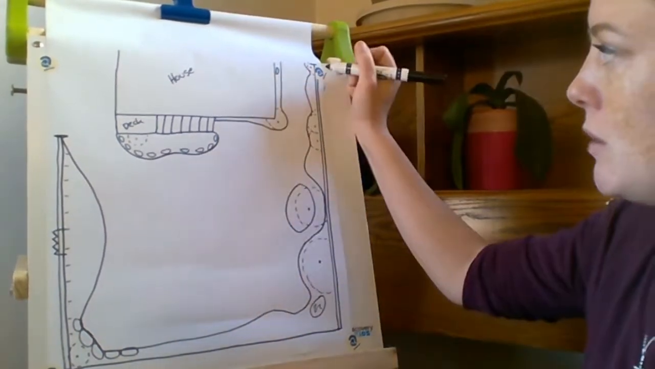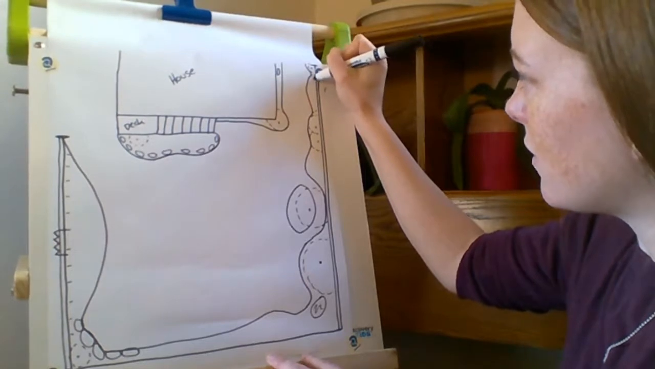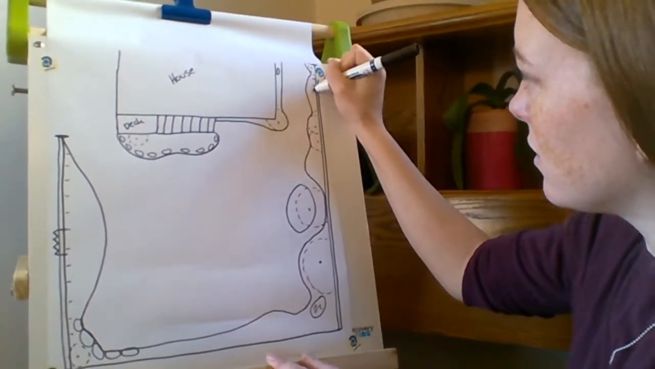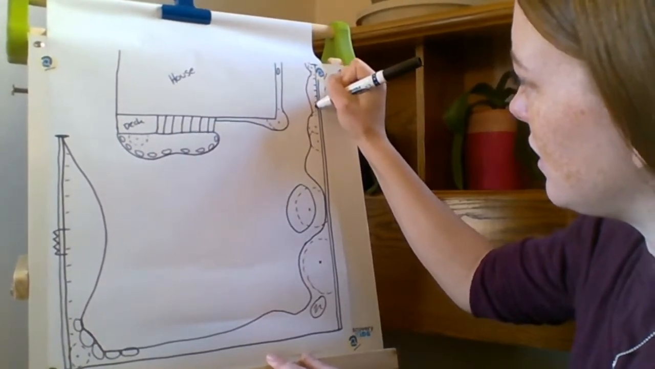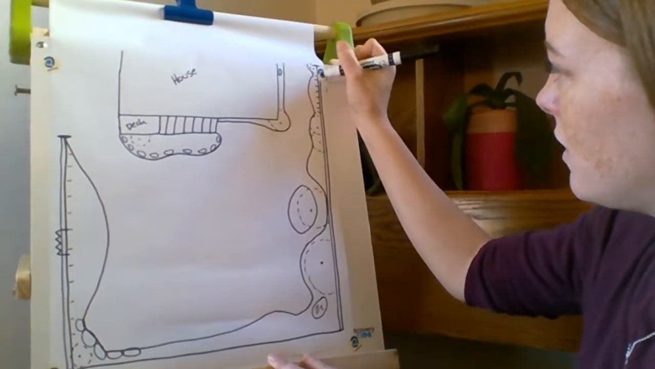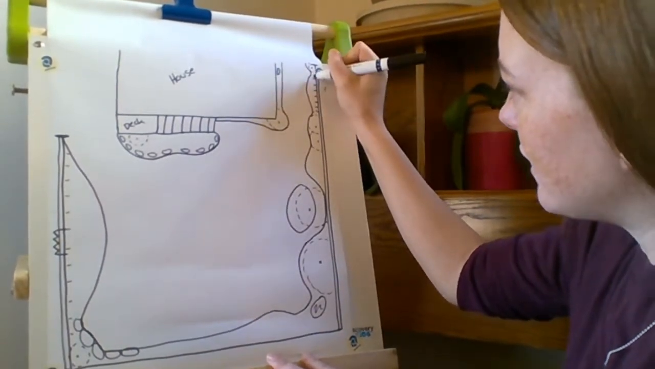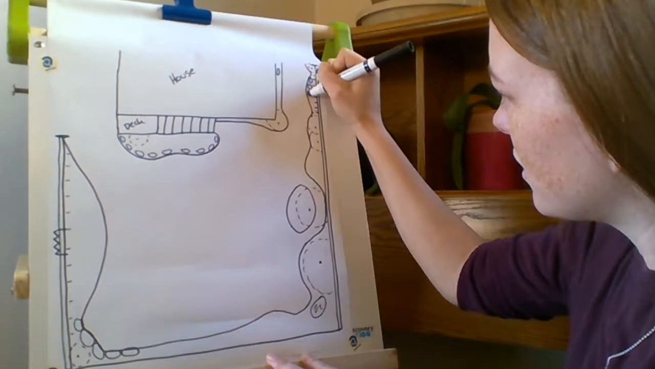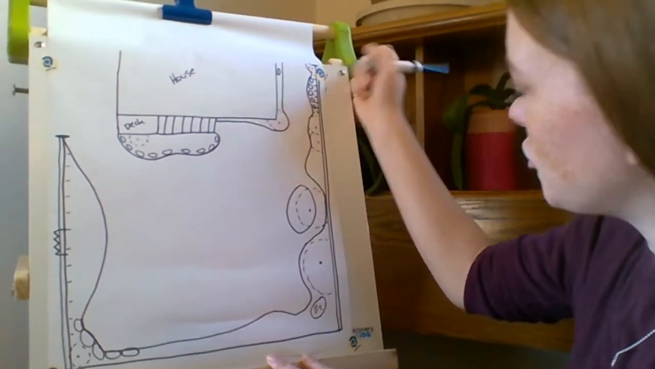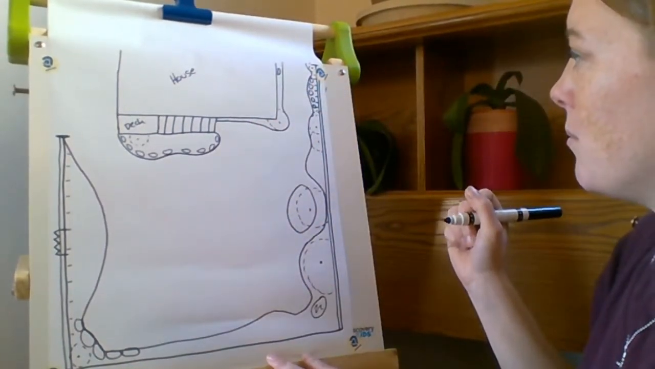Remember we said we were going to do green beans up here. So these will all be green beans and peas. And then you might have some room to do some lettuce up here. Maybe some spinach.